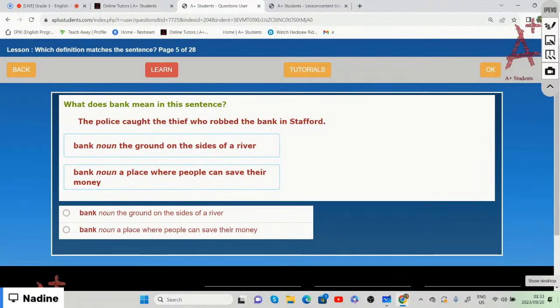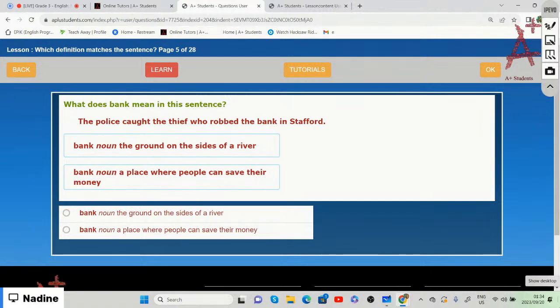What does bank mean in the sentence? Bank. The police caught the thief who robbed the bank in Stafford. So, is it the first one, which is a noun, the ground on the side of a river, like the river bank? Or is it a place where people can save their money? That is a bank. So, the police caught the thief who robbed the bank in Stafford.